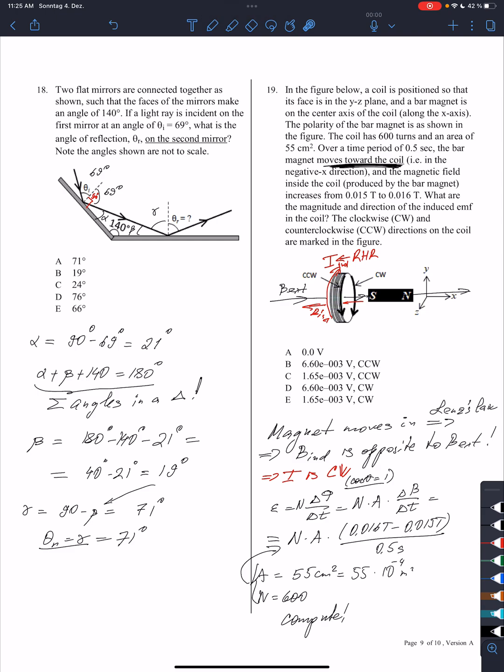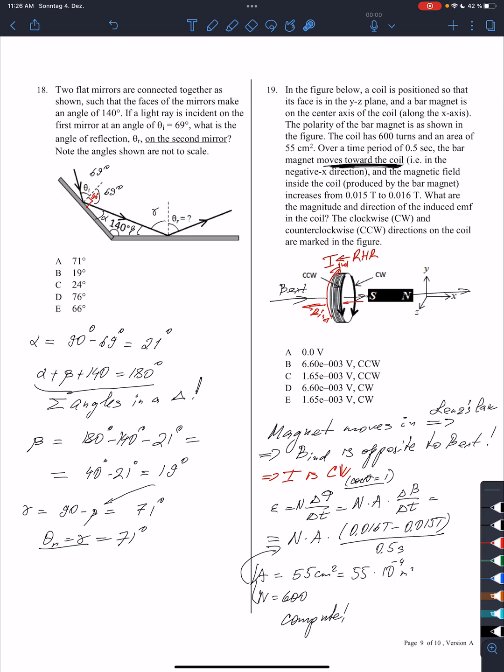So what is happening here? That magnet is moved toward the coil. If it moves toward the coil, the magnitude of the magnetic field inside the coil is going to increase. If the magnitude of the magnetic field increases, we will use Lenz's law in a little bit. It will correspond to the increase in flux.